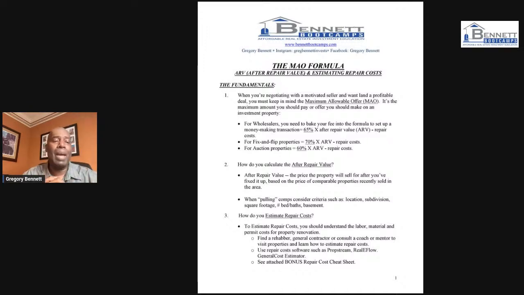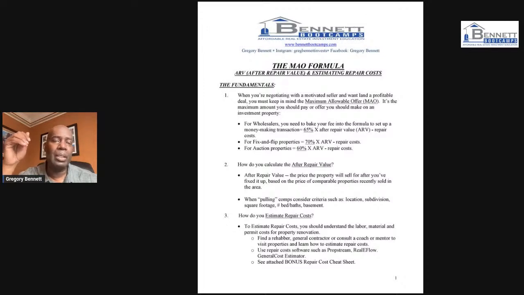And so the maximum allowable offer is what MAO is. It's the maximum allowable offer that you're going to make on a property. Whether you're a wholesaler, whether you're fixing and flipping the property, or whether you're buying and holding residential property, we go to the formula and we stick to the formula. The formula is, for a wholesaler, it's 65% of the after repair value minus repair costs. So 65% of the ARV minus repair costs.